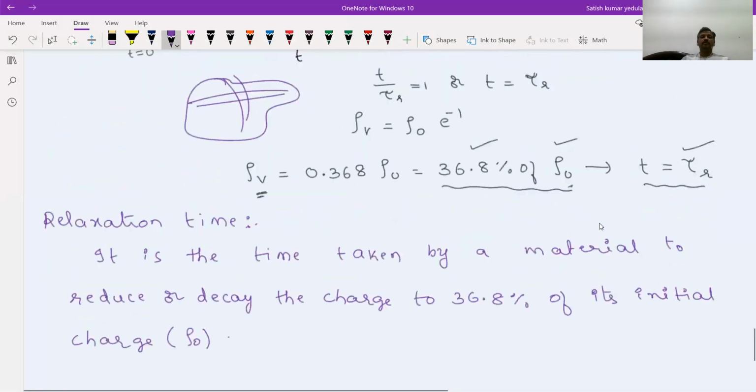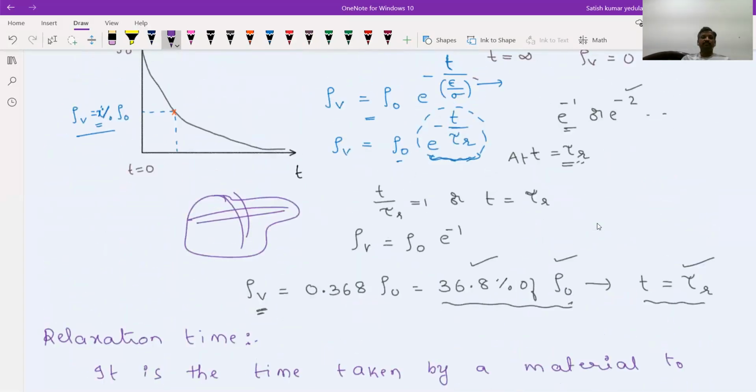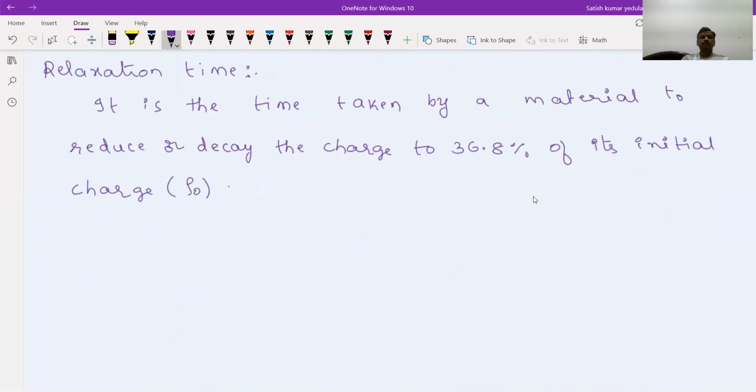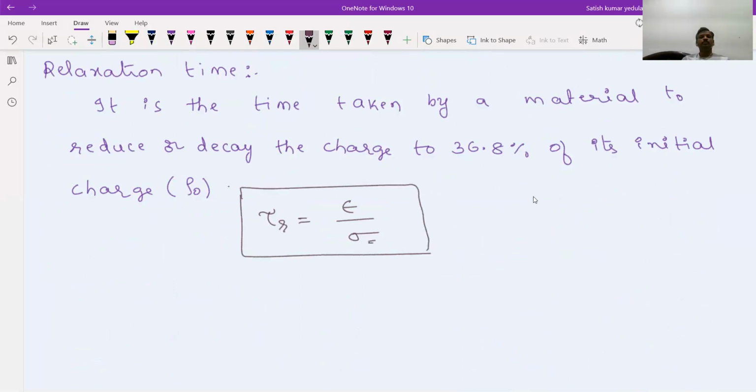And if you observe from this expression to this expression, this epsilon by sigma, I took it as tau r. That means the tau r expression is simply epsilon by sigma. Always try to see that sigma is in the denominator, because sigma is of the order of 10 power 7 for conductors, and epsilon is of the order of 10 power minus 12. Overall, it will become 10 power minus 19 seconds, which is a very, very small time, because the charge decay must be very fast in a conductor.